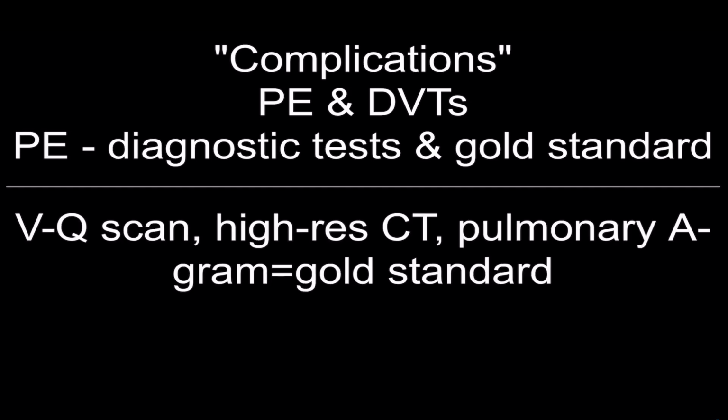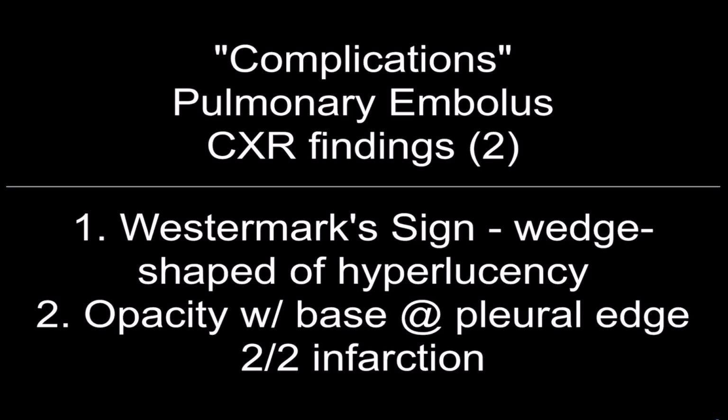PE, diagnostic tests and gold standard. VQ scan, high resolution CT, pulmonary arteriogram is the gold standard. Pulmonary embolus chest x-ray findings. Westermarck sign, which is wedge-shaped hyperlucency, and opacity with base at pleural edge due to infarction.